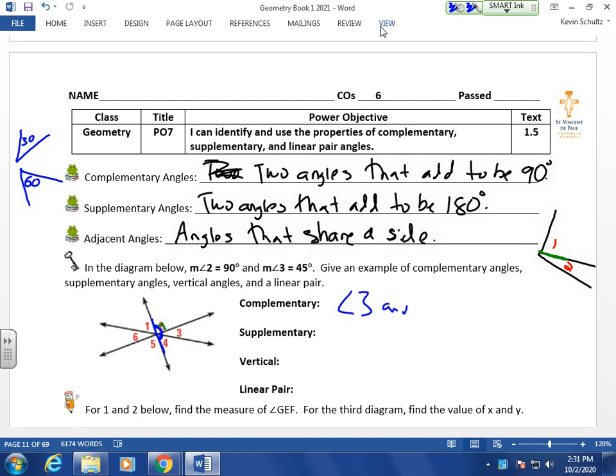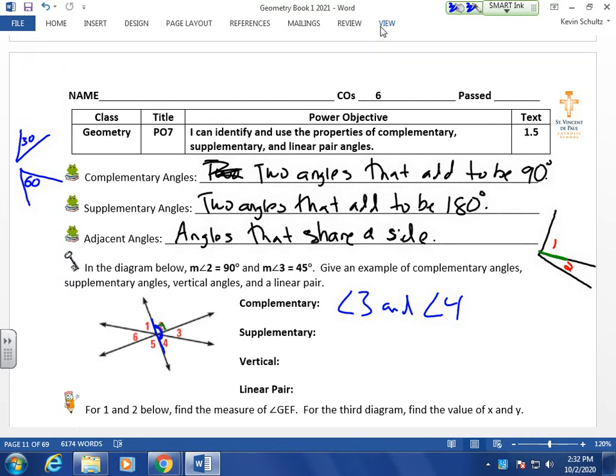And before you say, well, wait, if 3 and 4 are both 45, that means they're congruent. They certainly don't look congruent. This is where you run into the whole trust the math, trust what you're given. Don't focus so much on how the diagram looks. Okay? All right, complementary 3 and 4.